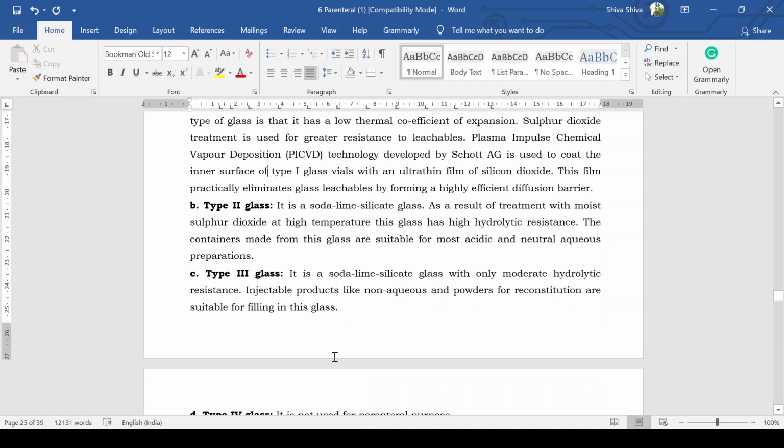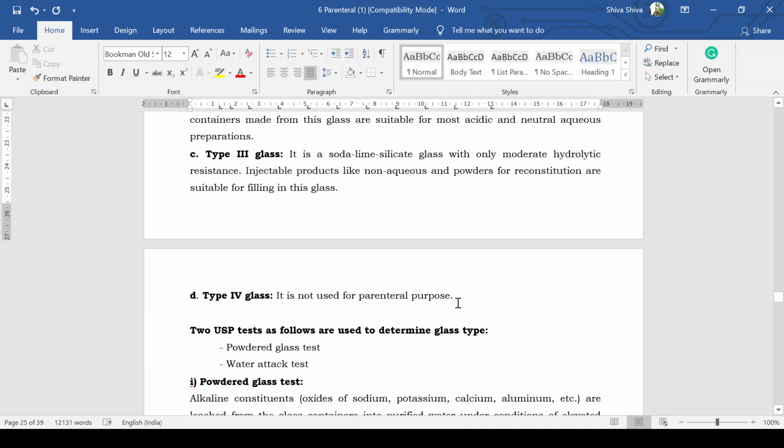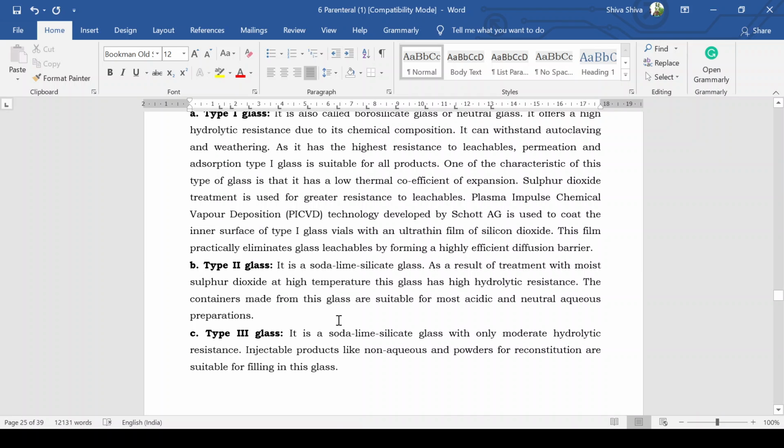Now type 3 glass has low hydrolytic resistance, meaning in this glass we cannot fill an aqueous or watery vehicle product. So instead we can fill non-aqueous vehicles inside this container, or we can fill powders for reconstitution. Then type 4 glass. This type of glass is not used for parenteral purpose. Remember this, only type 1, type 2 and type 3 glass are used for the packaging of parenteral products.